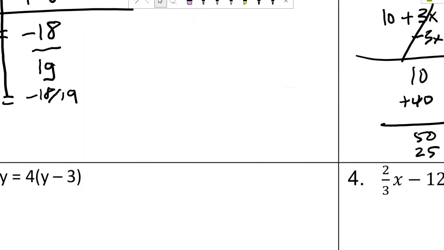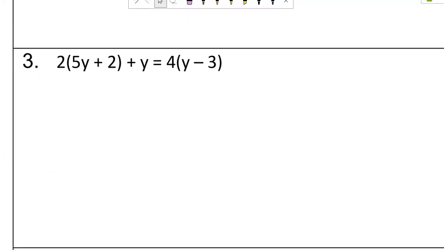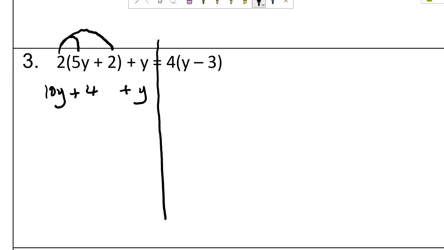Nice and easy. Okay, number 3. Looks like we have to start by distributing. So multiply the 2 here and here. Let's see what we get. That would be 10y plus 4. And then we've got plus y, which we're going to bring down to our equal sign line. And then let's distribute again here. So that's 4 times y minus 12.